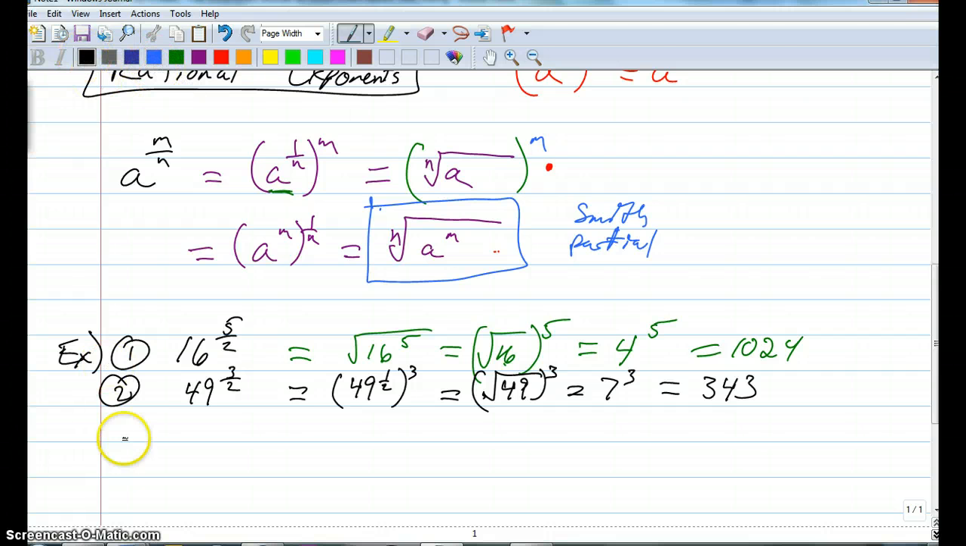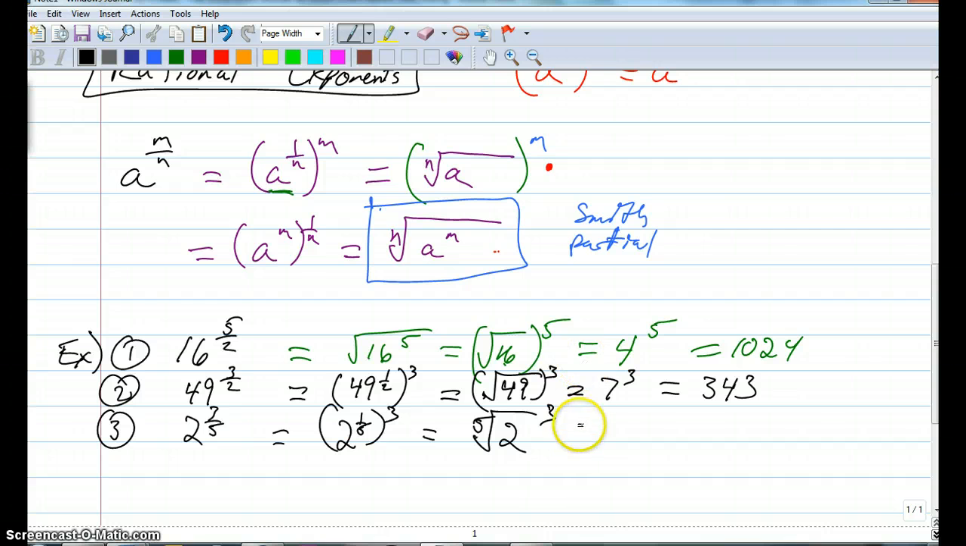Let's try one more. Number 3. Let's go with 2 to the 3/5 power. What does that mean? Well, that means 2 to the 1/5 to the 3rd power, or 2 to the 1/5 is the 5th root of 2 raised to the 3rd power. I'm totally fine with that. Or I would also accept the 5th root of 8.